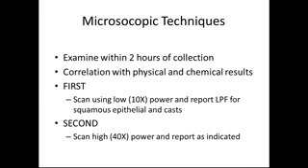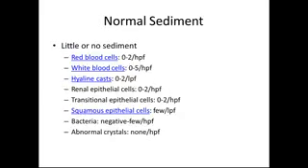What we would do first, after the physical and chemical results are done, we would scan on low power using 10x and report the low power field for squamous epithelial cells and casts. Those are the only two that are reported on low power field. And then we would go to our second step, which would be scanning on high power field, meaning 40x, and report all the other components as indicated.